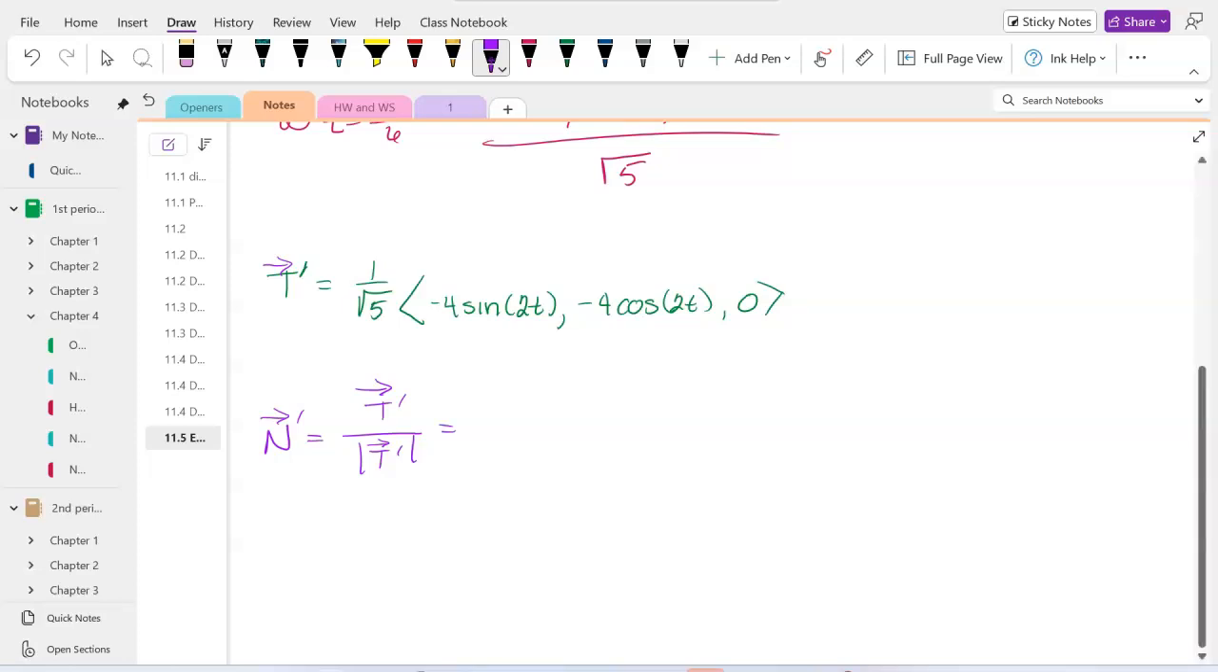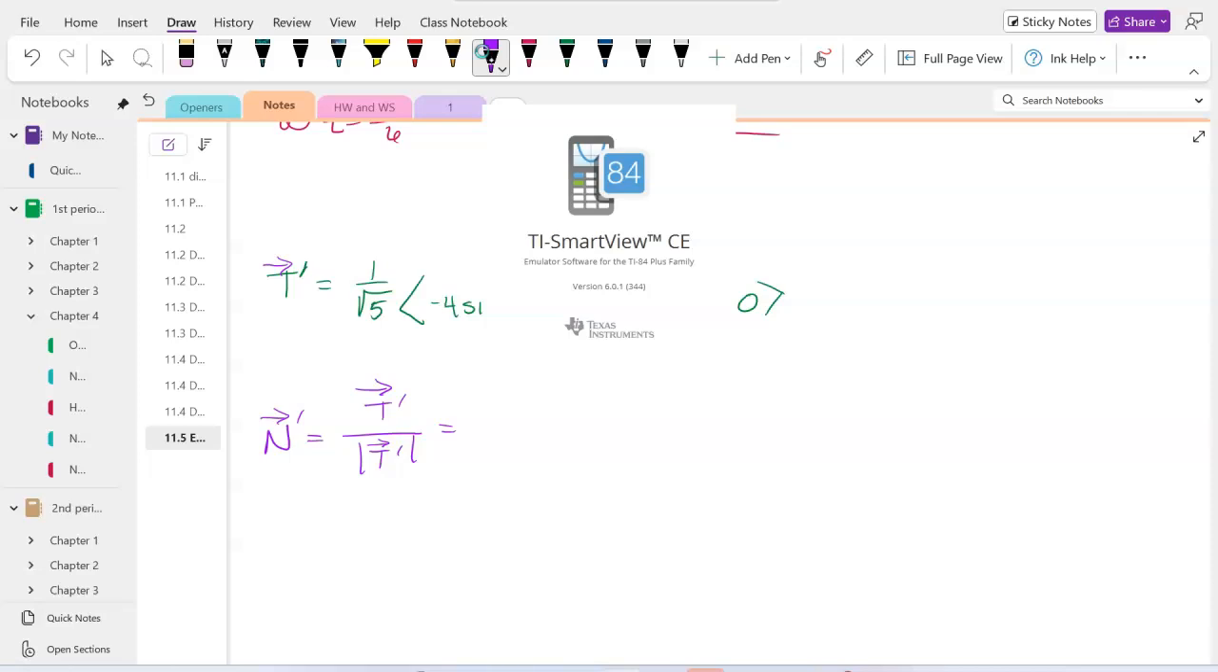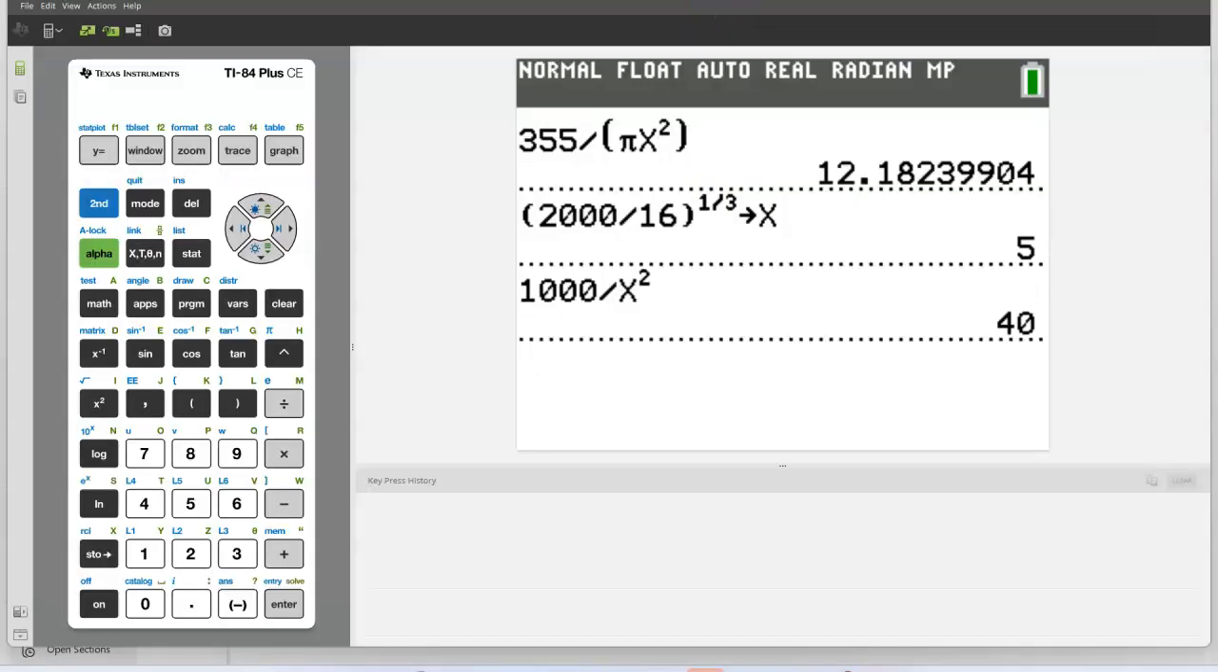So for both of these, when I think about T prime, I know, oops, I accidentally hit my caps lock. So that's going to just load in the frame. Let me go ahead and turn that off.